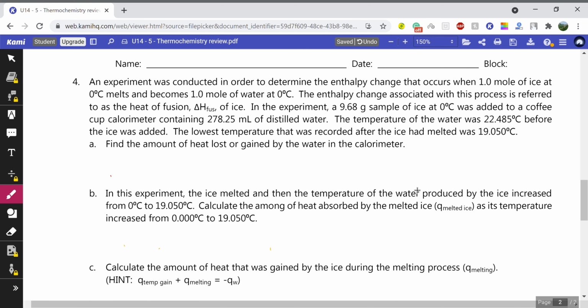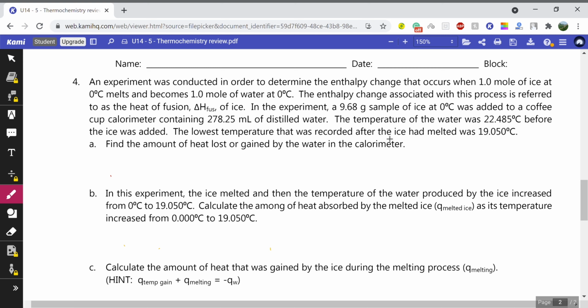Now for an experiment, 1 mole of ice at 0 degrees becomes 1 mole of water at 0 degrees. The enthalpy change associated is referred to as the heat of fusion of ice. In the experiment, a 9.68 gram sample was added to a coffee cup containing this much distilled water. The temperature was this before, and the lowest temperature recorded is 19 degrees. Find the heat lost or gained by the water.